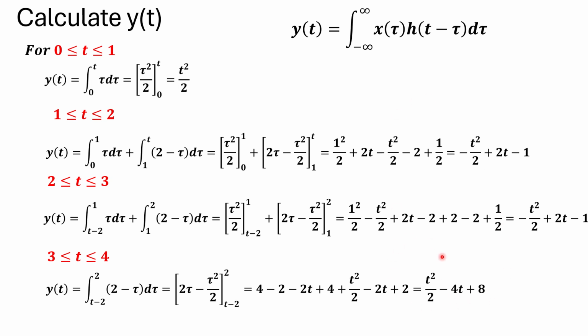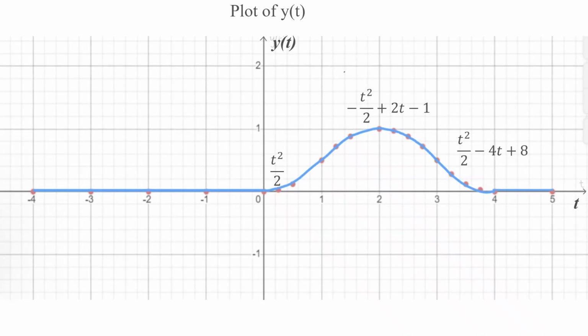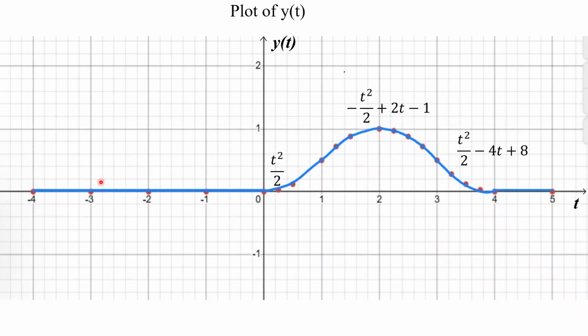Now using these values of y of t, if we plot, we get the signal y of t: 0 for t less than 0, t square by 2 for 0 to 1, minus t square by 2 plus 2t minus 1 from 1 to 3, t square by 2 minus 4t plus 8 for 3 to 4, and 0 for t greater than or equal to 4. So if we plot the signal for various values of t, we get this as y of t.